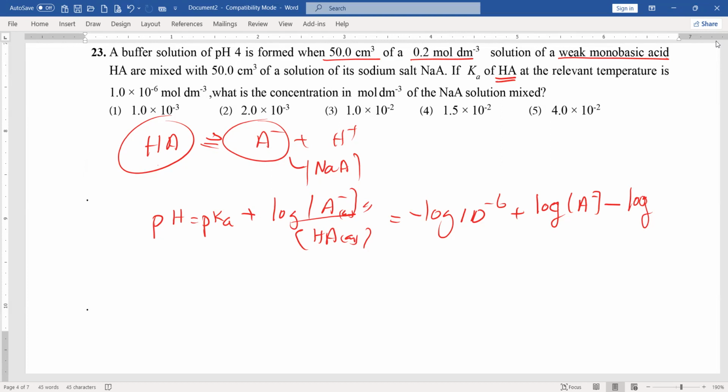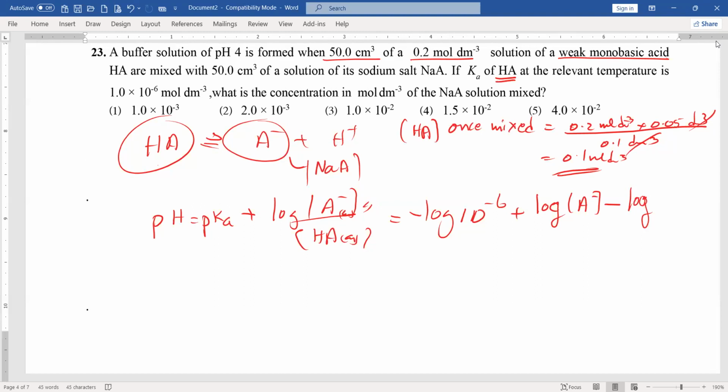Why? The volume and concentration are given, but we add in some aqueous solution. That means you have to get the new concentration once mixed. HA concentration once mixed is equal to 0.2 moles per dm cube into 0.05 decimeter cube, that is the 50 cubic centimeter, divided by the total volume, 50 plus 50, 100, meaning 0.1 decimeter cube. So decimeter cube will cancel, and it is 0.1 moles per dm cube. That is the new concentration.